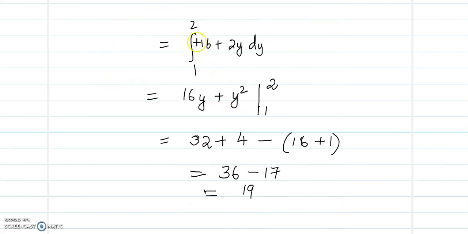So we have to evaluate now integral 1 to 2, 16 plus 2y dy. So upon integrating with respect to y, we will get 16y, and integral of 2y will be y square. Again we have to apply the limits from 1 to 2. So upon applying the limit, 16 times 2 will be 32 plus 2 square is 4, minus, when y is equal to 1, we will get 16 plus 1. So the required volume will be equal to 19.